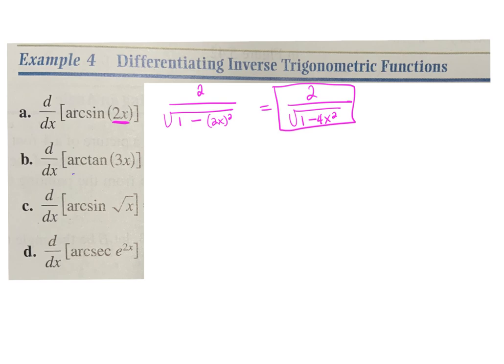Look at the next one, arctangent. Arctangent is the derivative of the inside, which is just 3 over, this is 1 plus that function squared. So it's going to look like this.